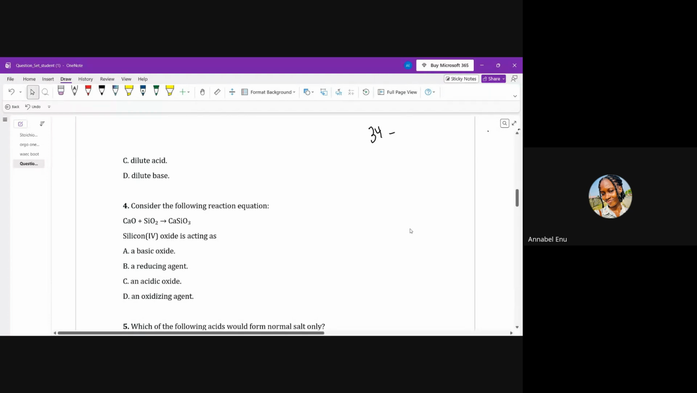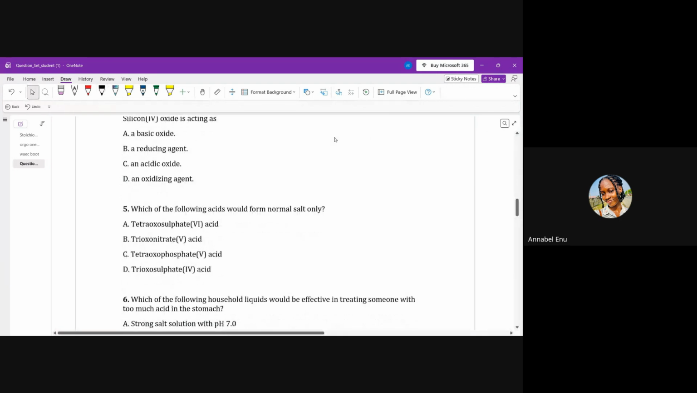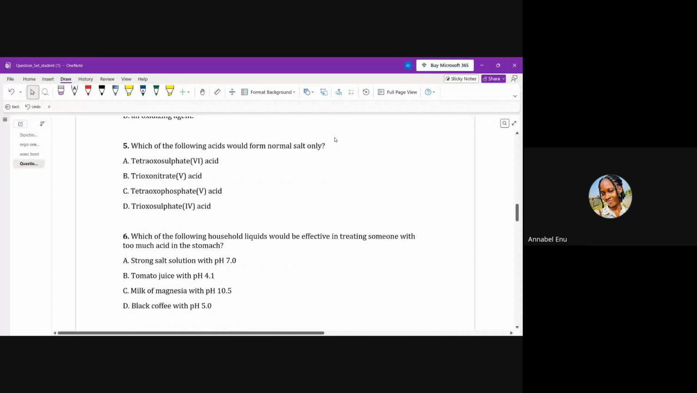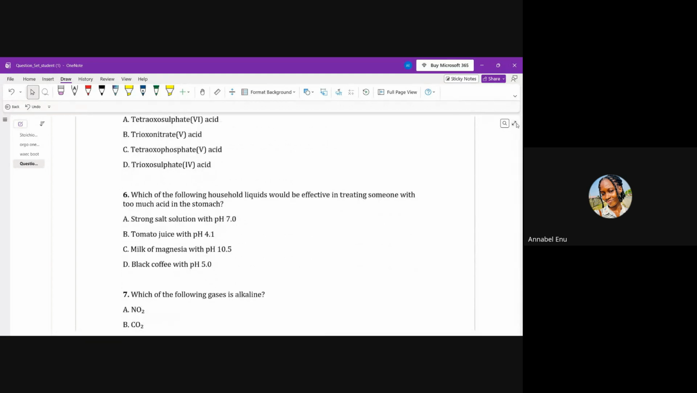So now the next question says, which of the following acids would form normal salt? Okay, we didn't talk about salts today. Which of the following household liquids will be effective in treating someone with too much acid in the stomach?